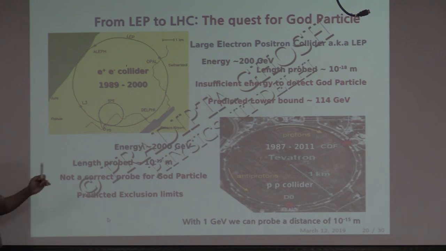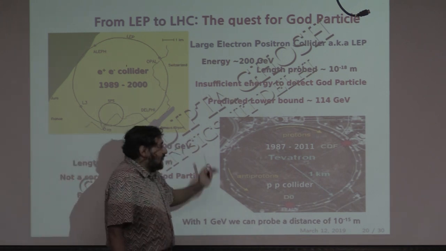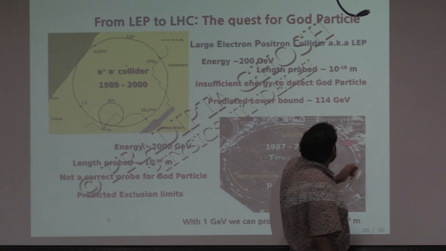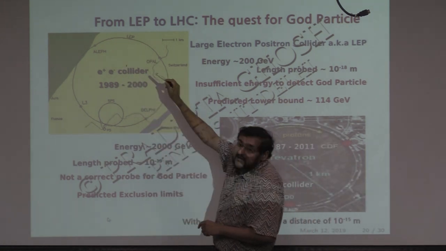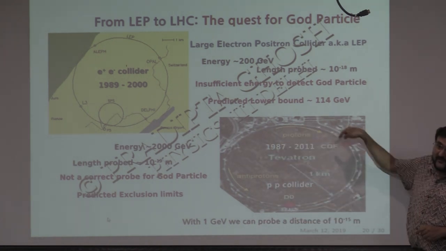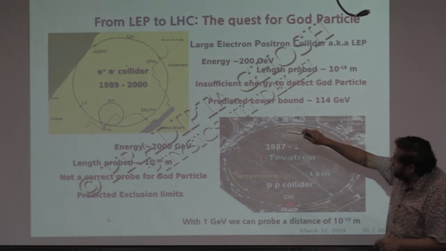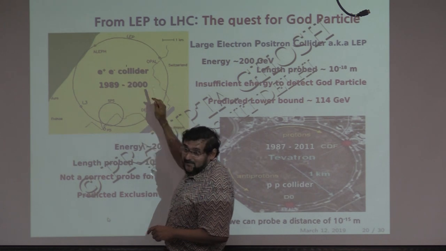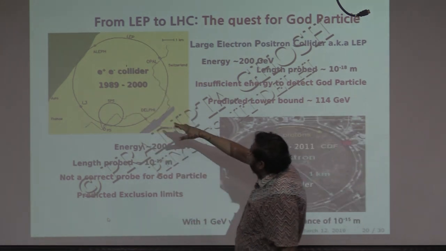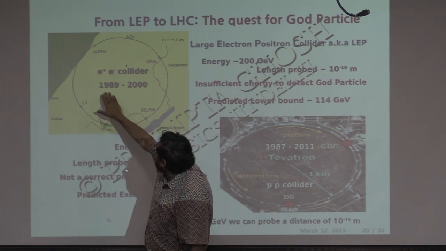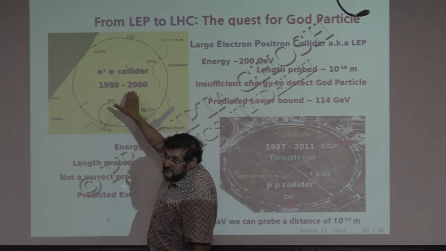And you think about their idea, a well-planned thing. When they made this LEP tunnel, they already had in mind that in the future they were going to do this thing. So they already made this 27 kilometers, and that is exactly the same as the LHC. So there, they operated from 1989 to 2000.